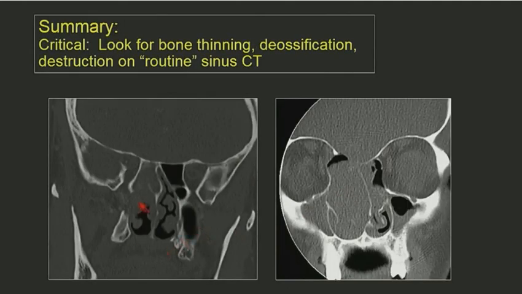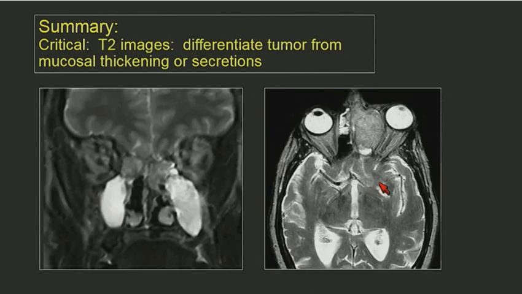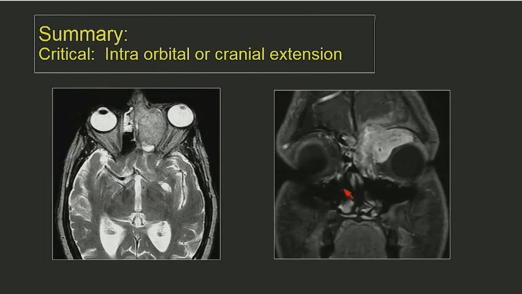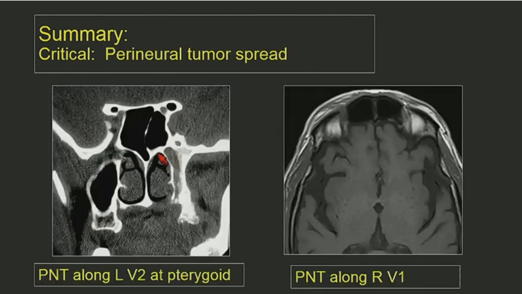So the four things I've emphasized: look for bone destruction. This is not benign. There's destruction of the skull base. Use the T2 images to decide what is benign and what is malignant once you've decided it's a tumor. Intraorbital or intracranial extension, I like the words feathery or smooth. And finally, perineural tumor is critical to look for, and all of these important foramina are on every single sinus CT. Thank you.